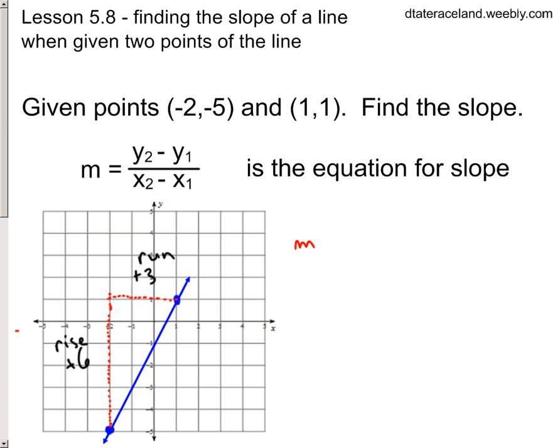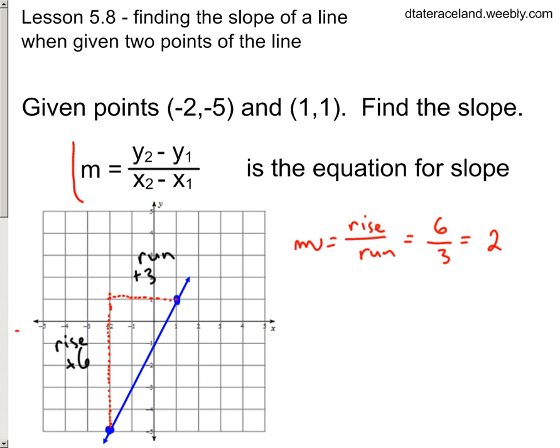And we're used to looking at slope as rise over run. So it would be the same as 6 over 3, and 6 over 3 is the same as 2. We could simplify that down to 2, because 6 divided by 3 is 2. So our slope is 2.